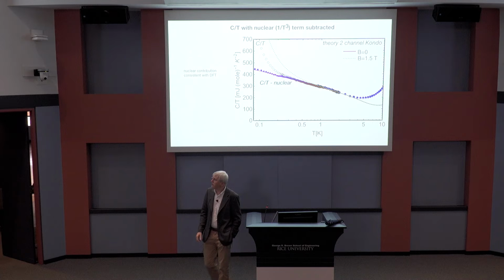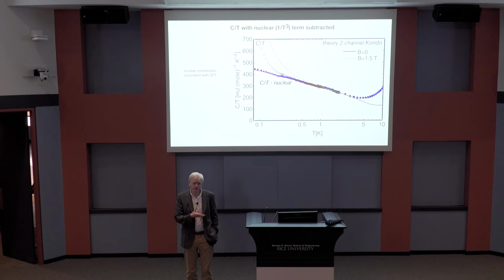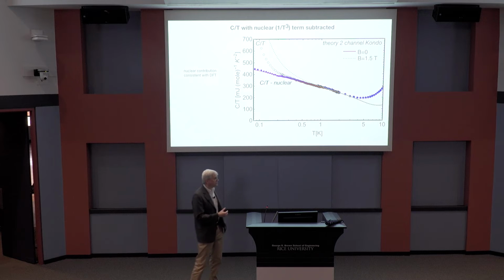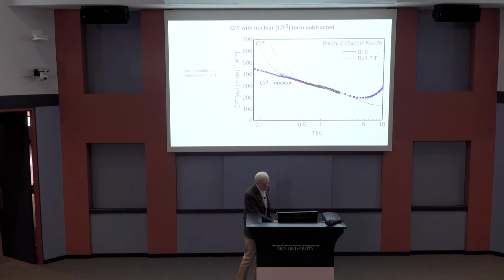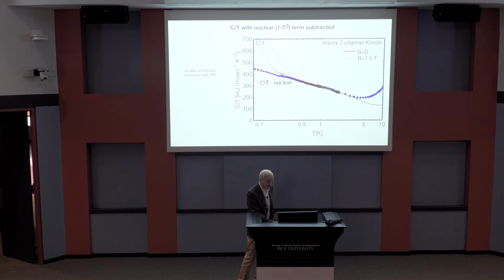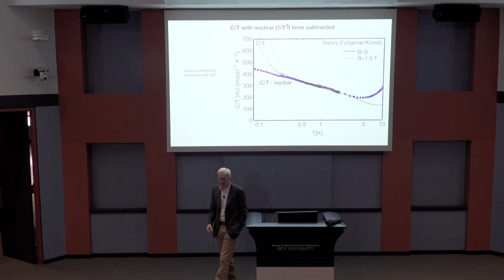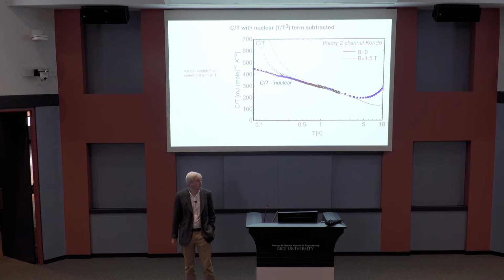So when we see a log T heat capacity, one of the models that we could compare this with is the two-channel Kondo effect. In the two-channel Kondo effect, we get a log T. So if this is the C over T, I take off the nuclear components. This is the data now just with a 1 over T cubed subtracted, the blue points. And the red line is a calculation for the two-channel Kondo effect in a magnetic field of 0.